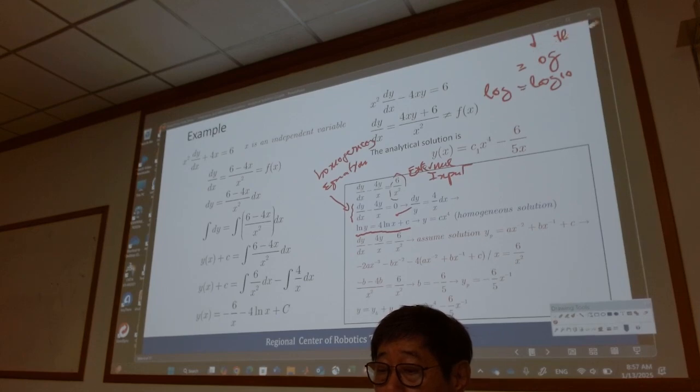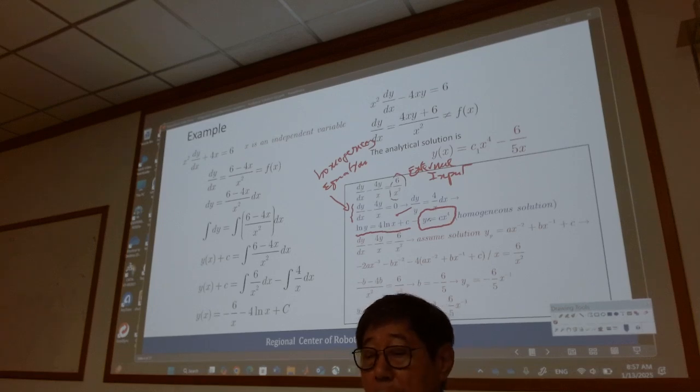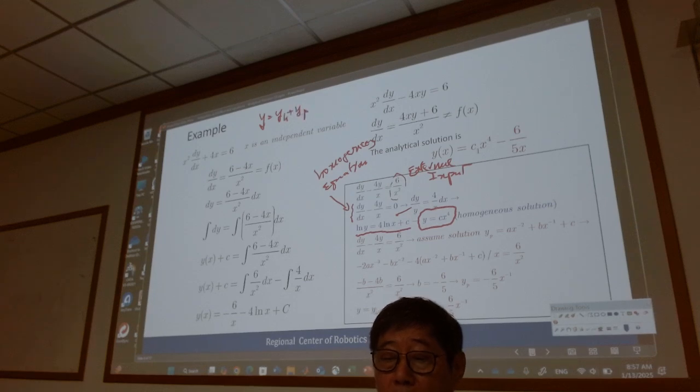So you solve this one. First, the homogeneous solution, this one. C, leave it for a while. We can solve for C. If you have the total solution, you have Y homogeneous plus Y particular, right? And C in this one. Normally you have an initial condition, and you have to substitute it into the total solution.